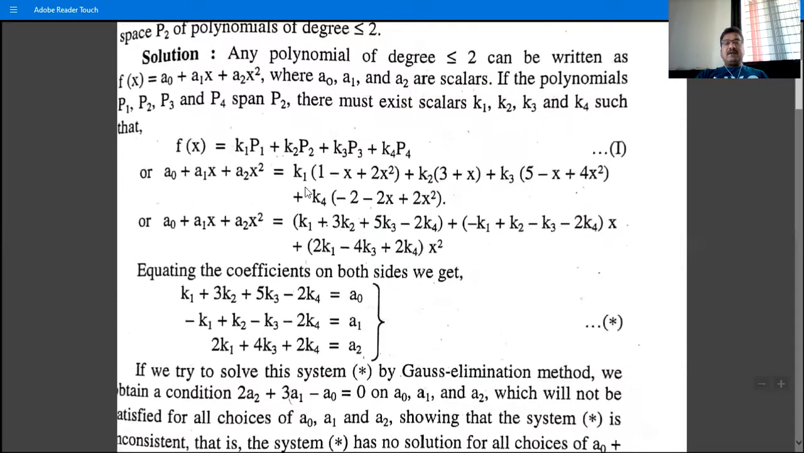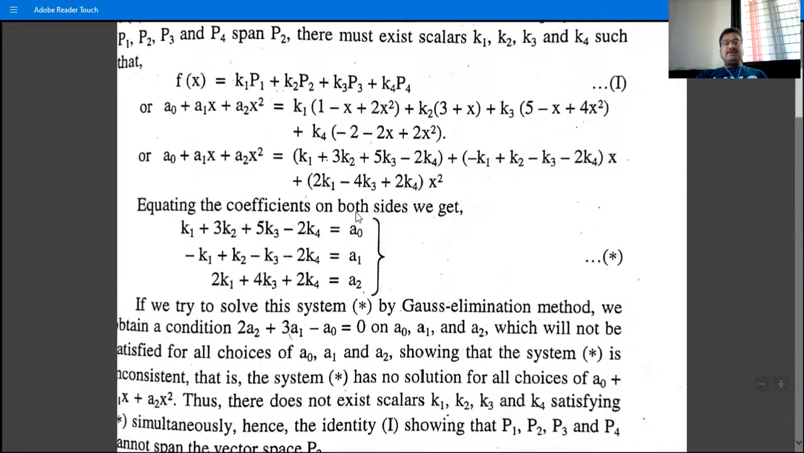Then apply the definition of scalar multiplication and addition. Multiply by k1, k2, k3 in brackets, collect the constant coefficients, the coefficient of x and the coefficient of x², and then equate the LHS and RHS. So we have k1 + 3k2 + 5k3 - 5k4 = a0. In this way, the coefficient of x is a1 on the LHS, and the coefficient of x² is equal to a2.